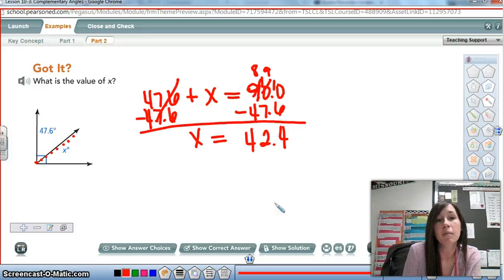Alright, that's it for this lesson. The big thing to remember is that complementary angles are angles that make 90 degrees. Sometimes we have complementary angles that are adjacent, like in this example, where they're side by side. And sometimes we have complementary angles that aren't adjacent, they're just complementary. They just both add to make 90.